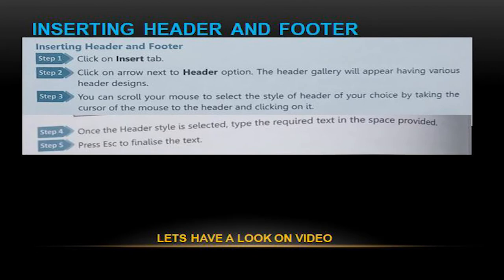Now, how to insert a header and footer. Step 1: click on the Insert tab, then click the arrow next to the Header option. The header gallery will appear, having various header designs. You can scroll your mouse to select the style of header of your choice by taking the cursor to the header and clicking on it. Once the header style is selected, type the required text in the space provided. Press Escape to finalize the text. Let us have a look at the video.